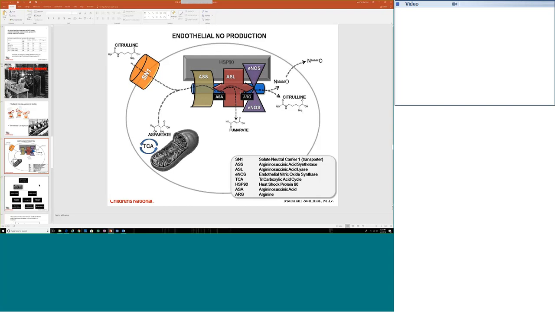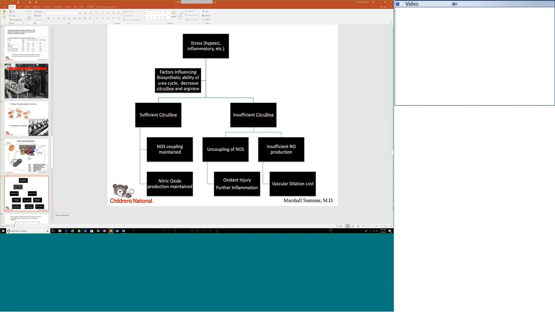So let's think about our model here. What our rare disease has taught us with common. Let's say your patient's stressed, cardiopulmonary, a number of other things. So now you've also got things that influence the biosynthetic ability of the urea cycle, which decreases your citrulline and arginine. If you can make enough citrulline, if you've got enough floating around, you're okay. You can keep your nitric oxide synthase coupled, and you can keep your nitric oxide production up. So you don't really have the associated problems. But we found a lot of our patients, particularly some of the ones that are a little sicker, can't quite make enough citrulline. Either the bypass had a more significant effect, or they've got the wrong CPS1 allele, take your pick.